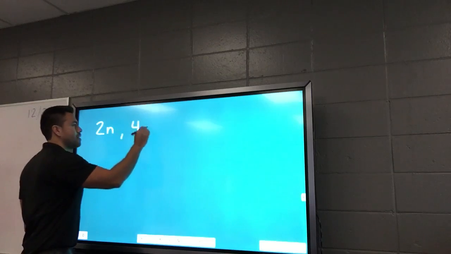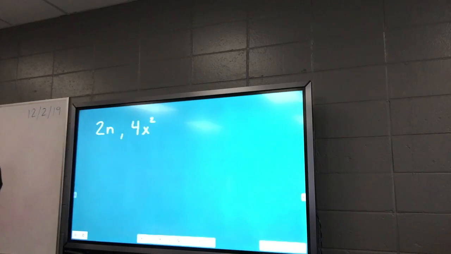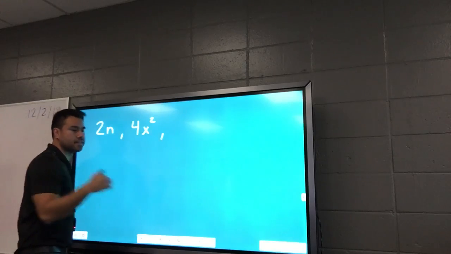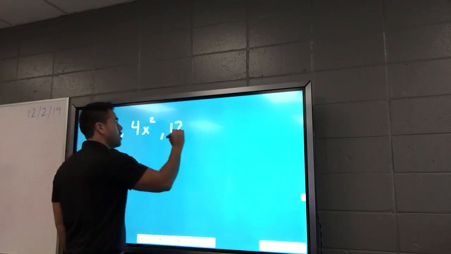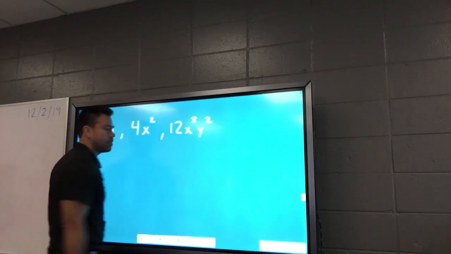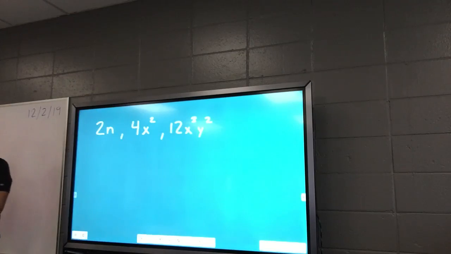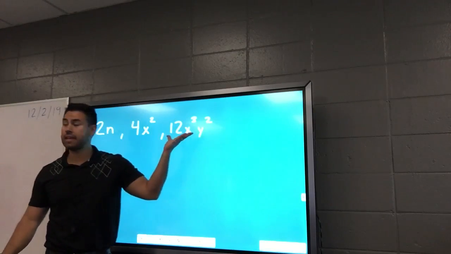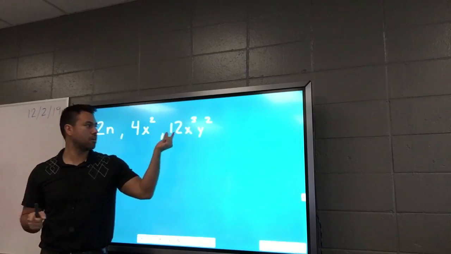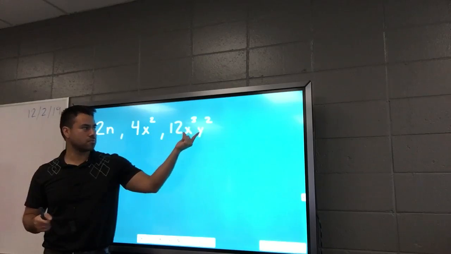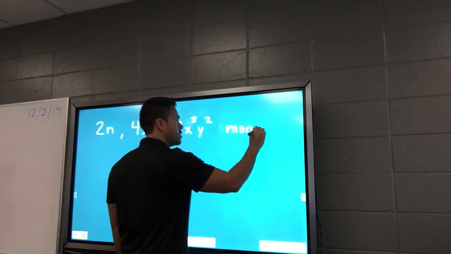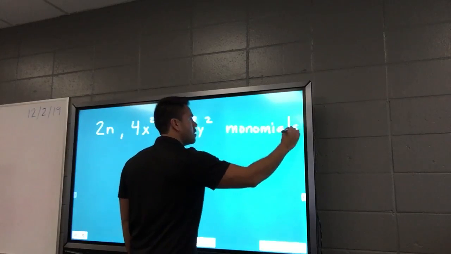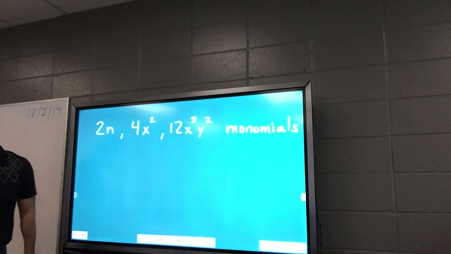Here's another one. Is that a monomial? It is. It's a product of a number and variables. And I'll just give you one more. 12x cubed y squared. Is that a monomial? Yes. It is a monomial. It's a product of a number and one or more variables. In this case, 5 variables. These are all called monomials. I hope that's not too difficult.